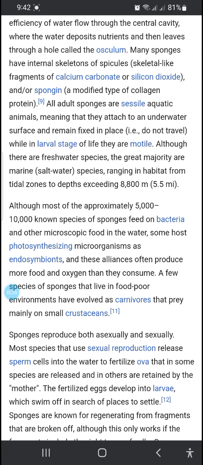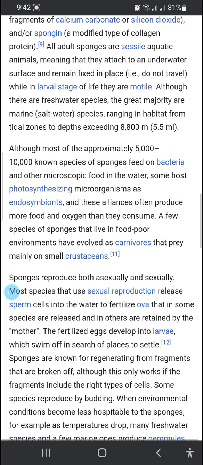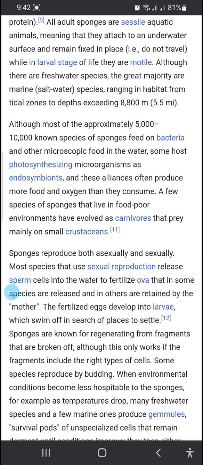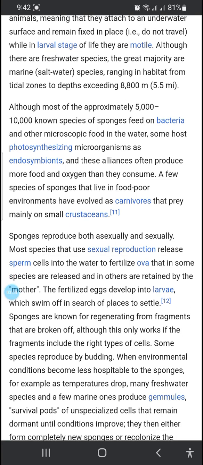Although there are freshwater species, the great majority are marine species, ranging in habitat from the tidal zone to depths exceeding 8,800 meters. Although most of the approximately 5,000 to 10,000 known species of sponges feed on bacteria and other microscopic food in water, some host photosynthesizing microorganisms as endosymbionts, and these alliances often produce more food and oxygen than they consume. A few species of sponges that live in food-poor environments have evolved as carnivores that prey mainly on small crustaceans.